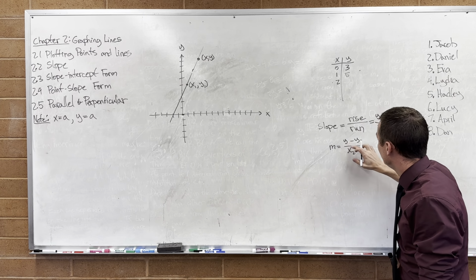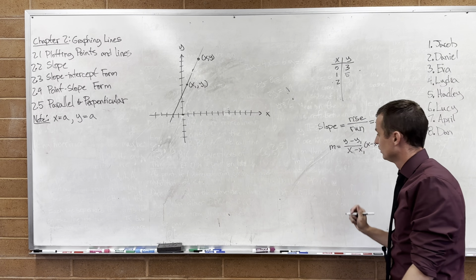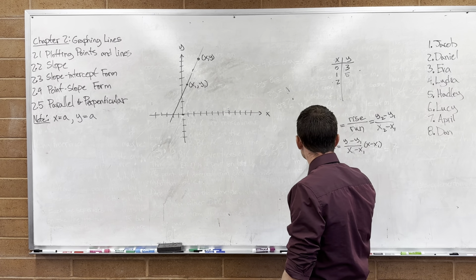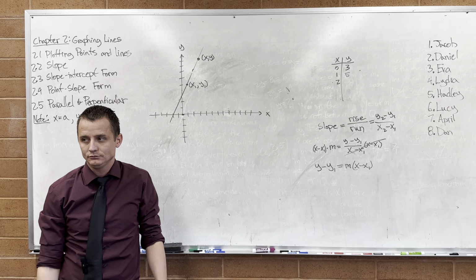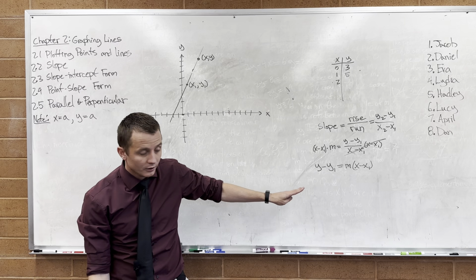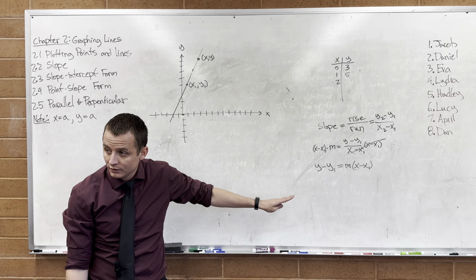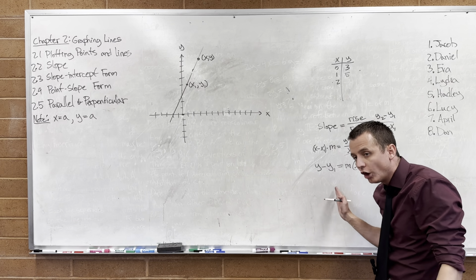Now, I'm going to make this an equation that's a little bit nicer to work with. I'm going to multiply both sides of this equation by (x minus x1). What do we get? Those cancel out, and these cancel out, leaving us with, I'm going to flip the order I write these in, y minus y1 is equal to m times (x minus x1). This is called the point-slope form of a line.